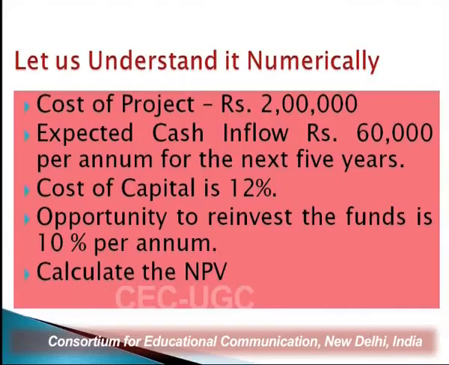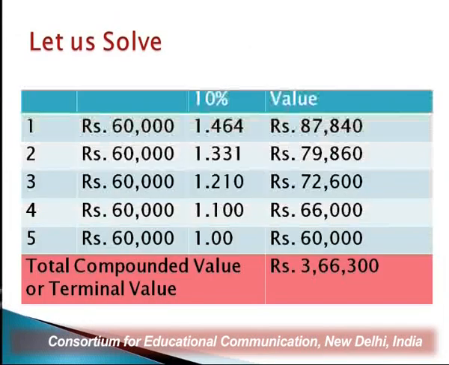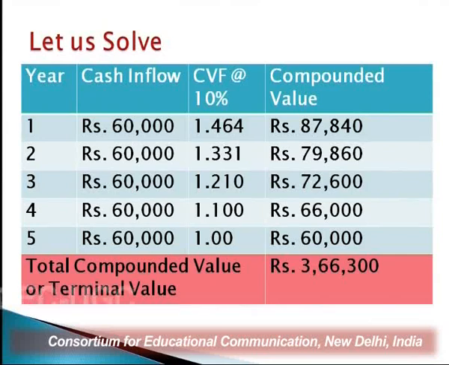Let's understand it with a very small example. Cost of a project is rupees 2 lakh, expected cash inflow is rupees 60,000 per annum for the next 5 years. Cost of capital given in the question is 12%. The firm has an opportunity to reinvest the funds at 10% per annum, and you have to calculate NPV. So here you have to understand, normally we have been computing the present value of cash inflow, but here we will have to first compound all the values.